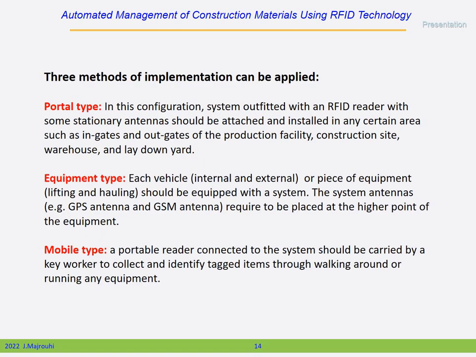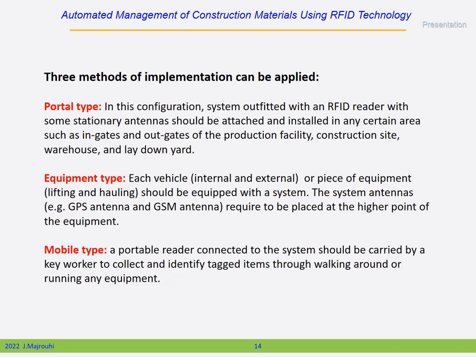Three methods of implementation can be applied. First, portal type, in which the system is outfitted with an RFID reader with some stationary antennas, attached and installed in a certain area such as the in gates and out gates of the production facility, construction site, warehouse, and laydown yard. Second, equipment type, in which each vehicle, internal and external, or piece of equipment, lifting and hauling, should be equipped with a system.